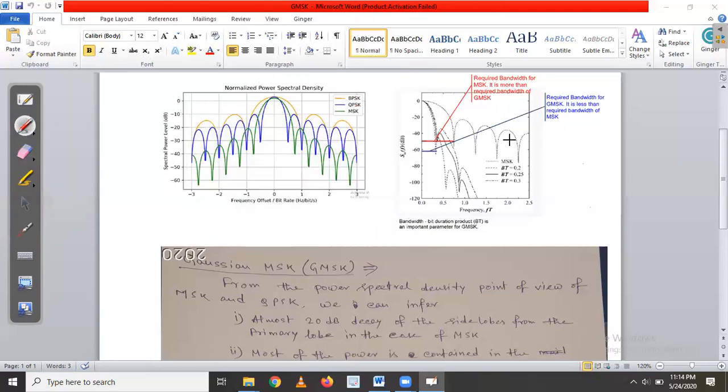Now the second diagram: see the dotted line, the power spectral density for MSK, where you can see 0 and minus 20 dB. That is the second lobe. A gap is there, as shown here with the green line: 0 here and minus 20 here. That means in the first lobe most of the power and information is contained, but the bandwidth is more.